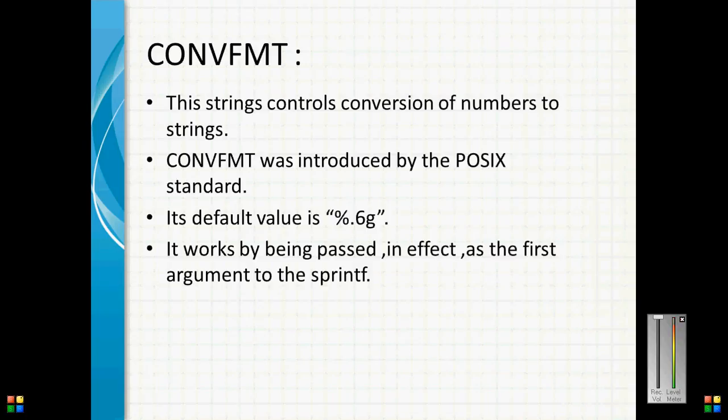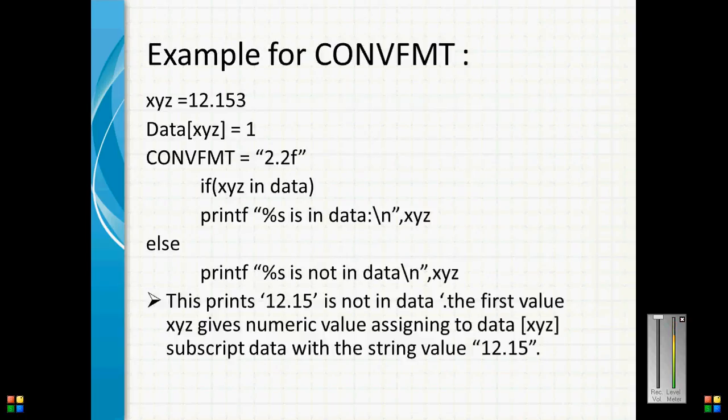CONVFMT. This string controls conversion of numbers to strings. CONVFMT was introduced by the POSIX standard. Its default value is percent .6g. It works by being passed in effect as the first argument to sprintf. Example for CONVFMT.